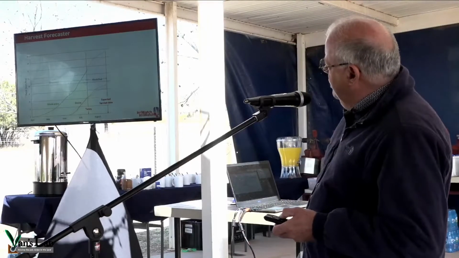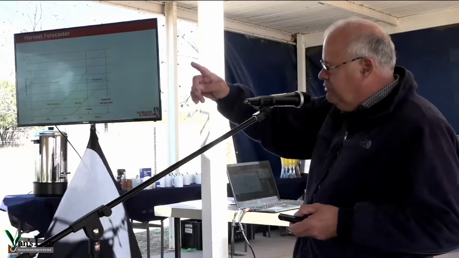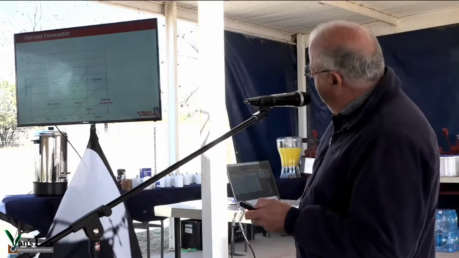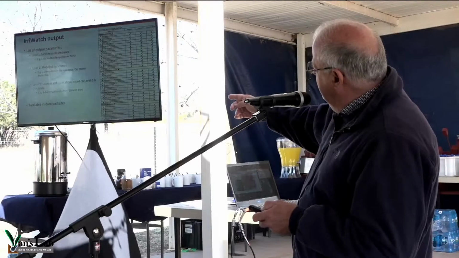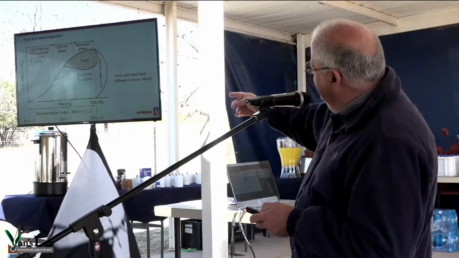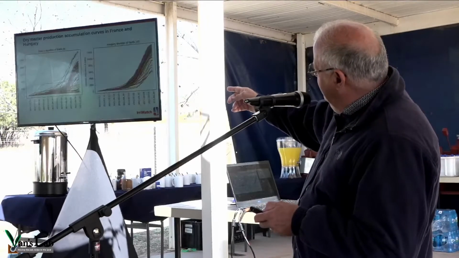So then we forecast the harvest. So this again is the dry matter production curves. I'm going back a few slides just to make the link. That's a lot of slides back. Actually, I was referring to this one.